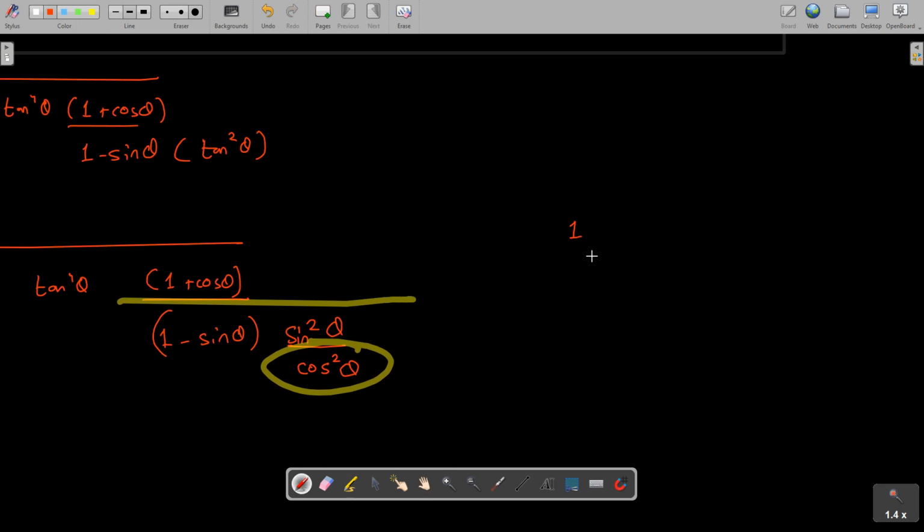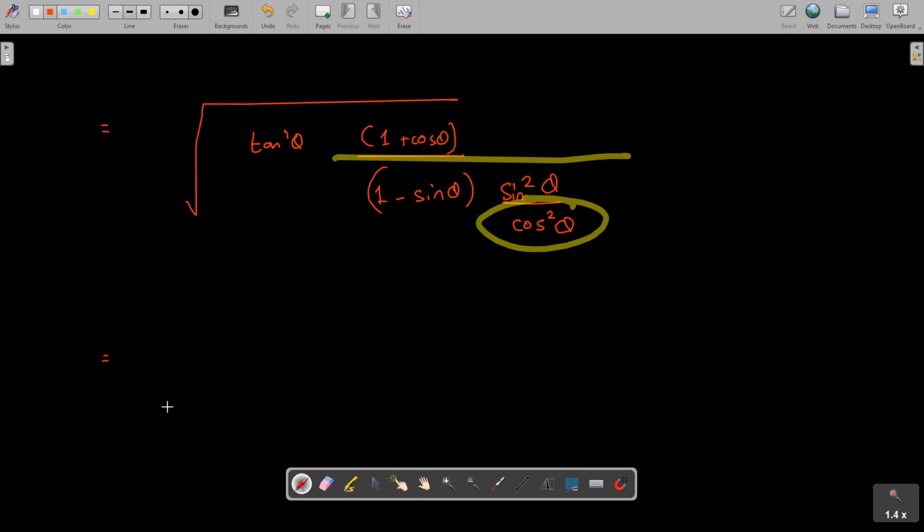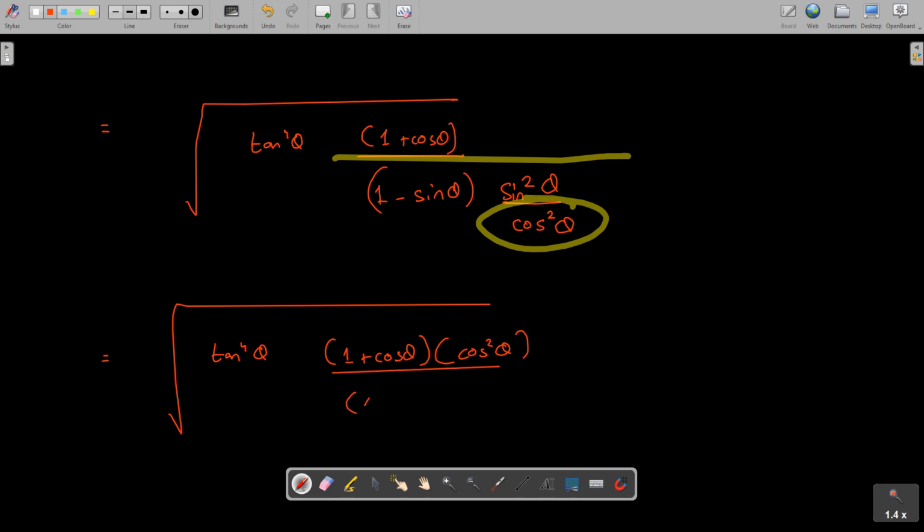For example, if you have 1 divided by 1 by 2, what is this? This is basically 1 divided by 1 by 2, and the 2 comes to the numerator, right? If you're comfortable with this method, which is exactly why I can bring cos squared theta into the numerator now, if you were unaware of that. So yeah, let's just bring that tan power 4 theta, 1 plus cos theta into cos squared theta divided by 1 minus sine theta into sine squared theta.